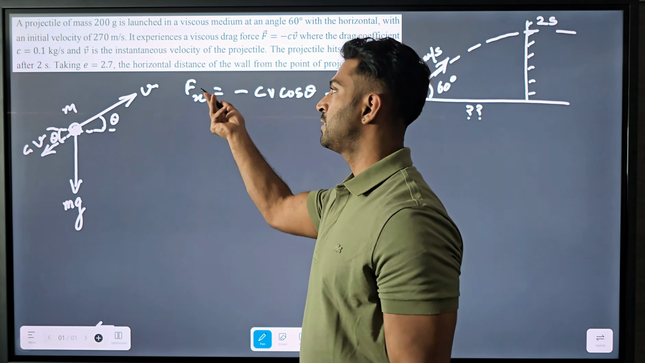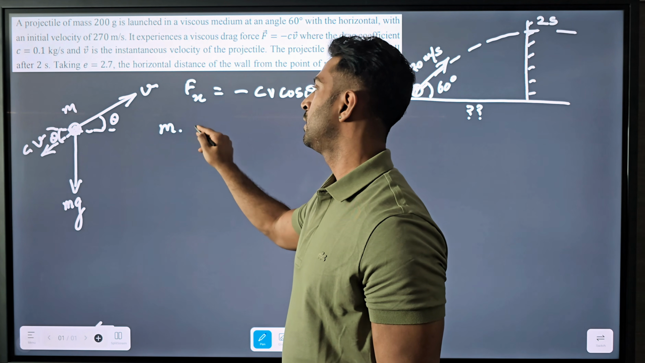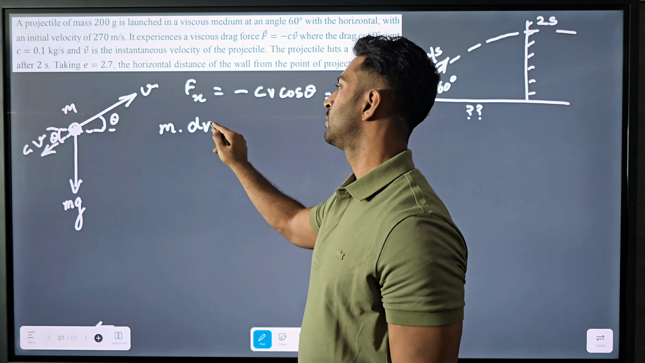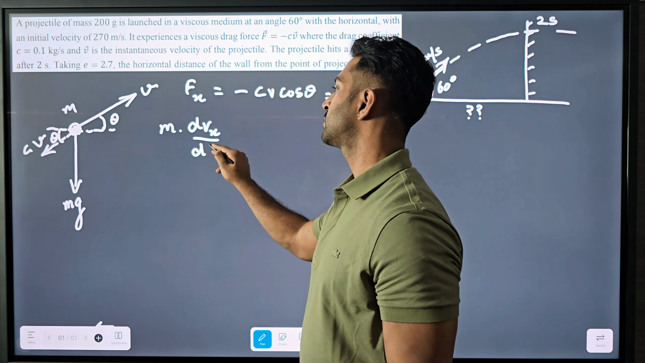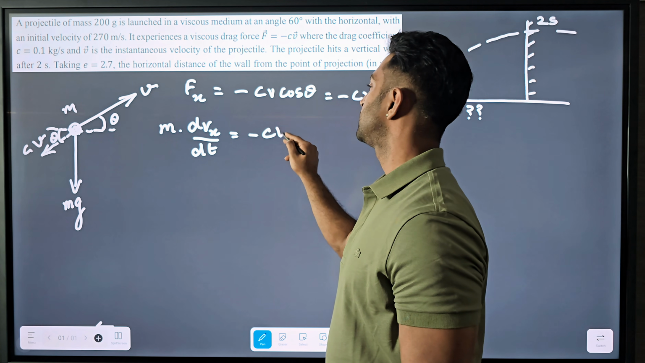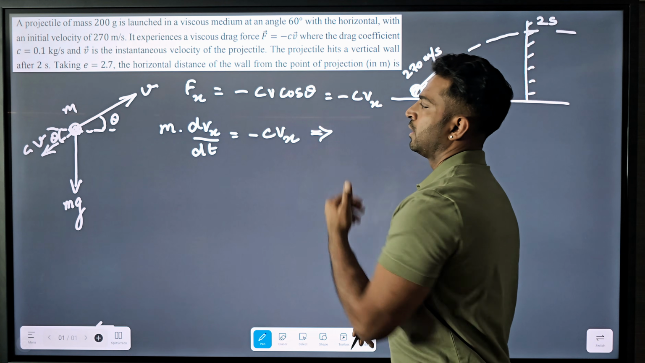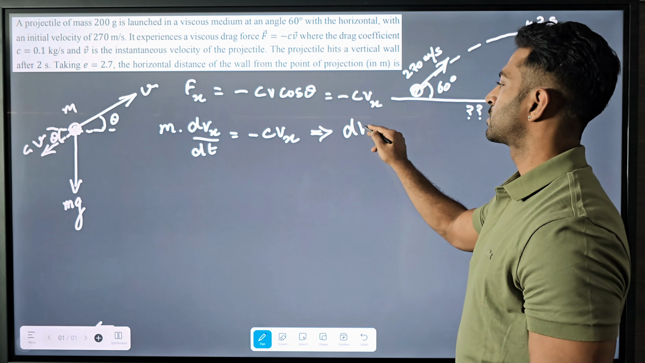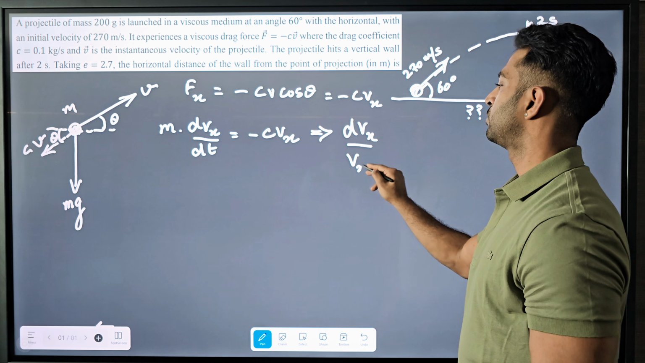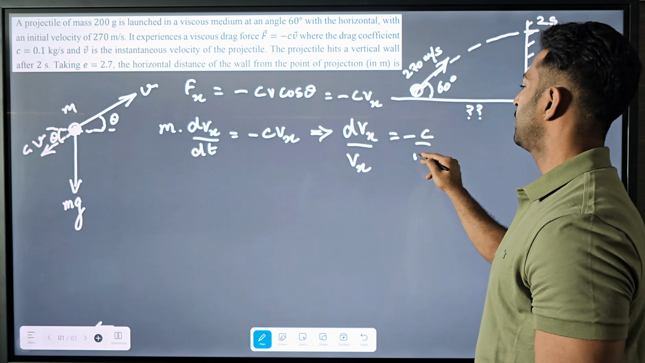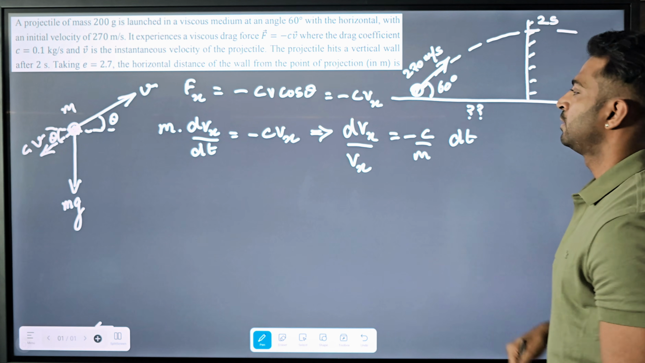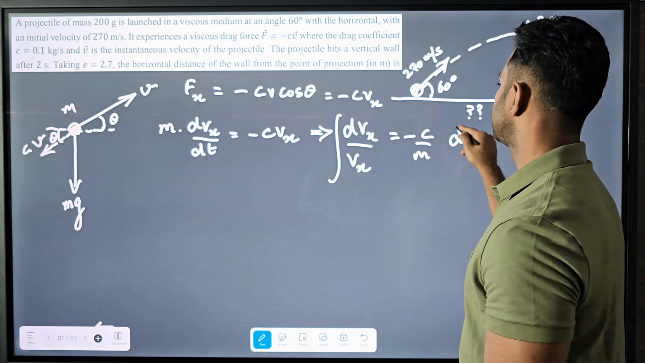Interestingly, V cos theta is nothing but the x component of velocity. And how do we write Fx? F is equal to ma, and a is dv by dt. So m dVx by dt is equal to minus c times Vx. This is a very intuitive integration in Vx. When I take this Vx down, I have dVx by Vx equal to minus c by m times dt. So 50% of the problem is done here.